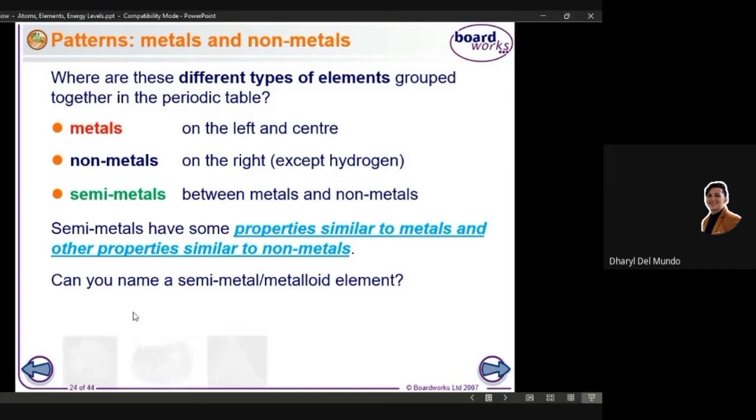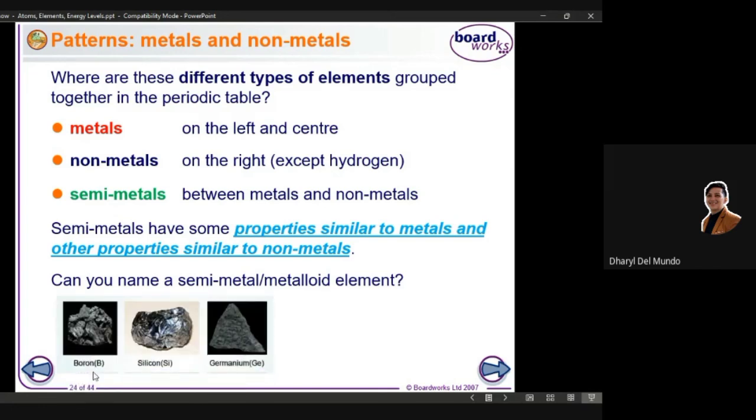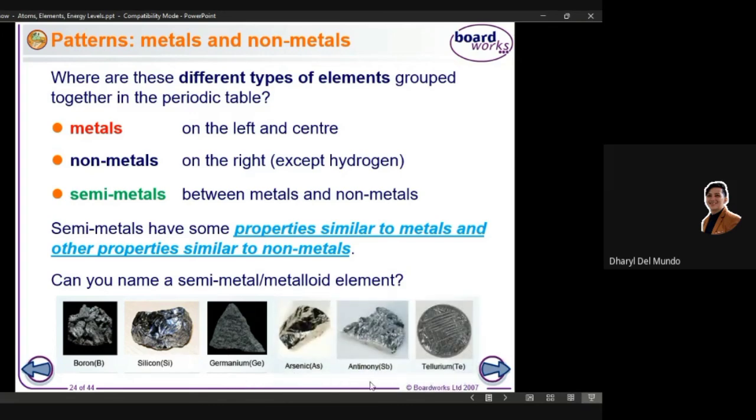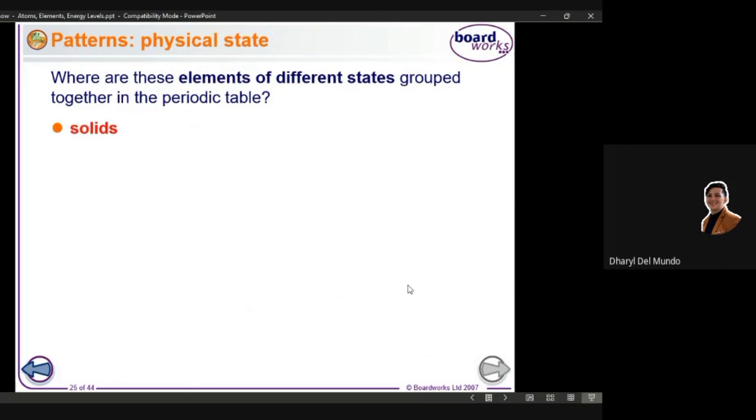So you can name them as the following. We have boron, silicon, and germanium. Right? We have also arsenic, antimony, and tellurium. Basically, these are used in making circuits because circuits are composed of semiconductors. Right? So they use metalloids, not metals, in this part. All right? And of course, these elements in different states are grouped together in the periodic table. We have solid, which is on the left, and the center on the right.